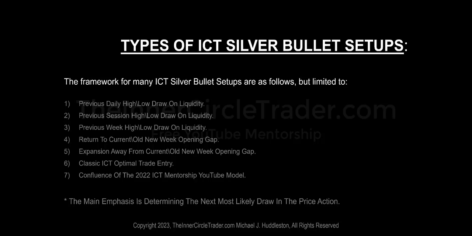Confluence of the 2022 ICT mentorship YouTube model, which I taught for free on this YouTube channel, meaning that your draw on liquidity could be an inefficiency above the marketplace when we're bullish, or an inefficiency below the price when we're bearish, which means that if we're bearish, we could be aiming for a discount, buy side imbalance, sell side inefficiency, or some measure of fair value gap that would be below current price action. That would be your draw when bearish.